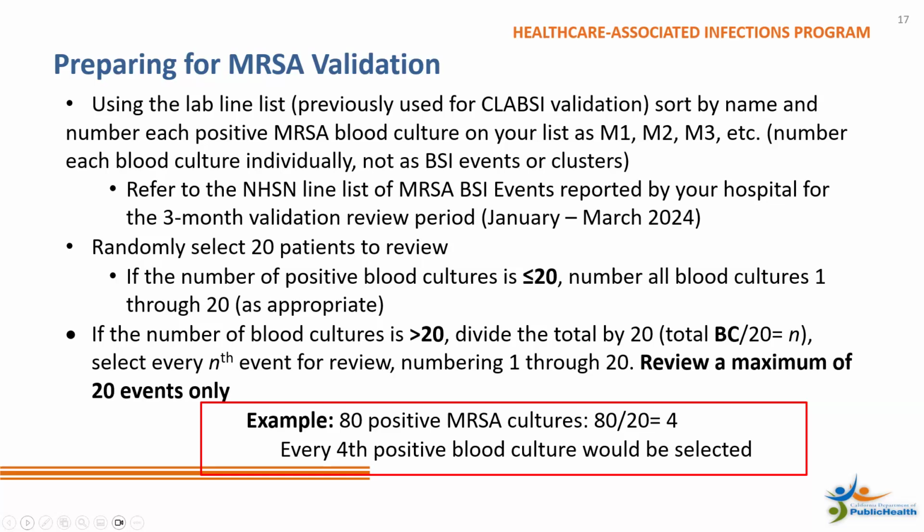If the number of positive MRSA blood cultures is greater than 20, divide the total by 20, and then select every number that you got out of that calculation. So, for example, if you have 80 positive MRSA blood cultures, you would divide by 20. That gives you 4. So every 4th positive blood culture would be selected. And you would plug those in and number them 1 through 20 onto Form 2.